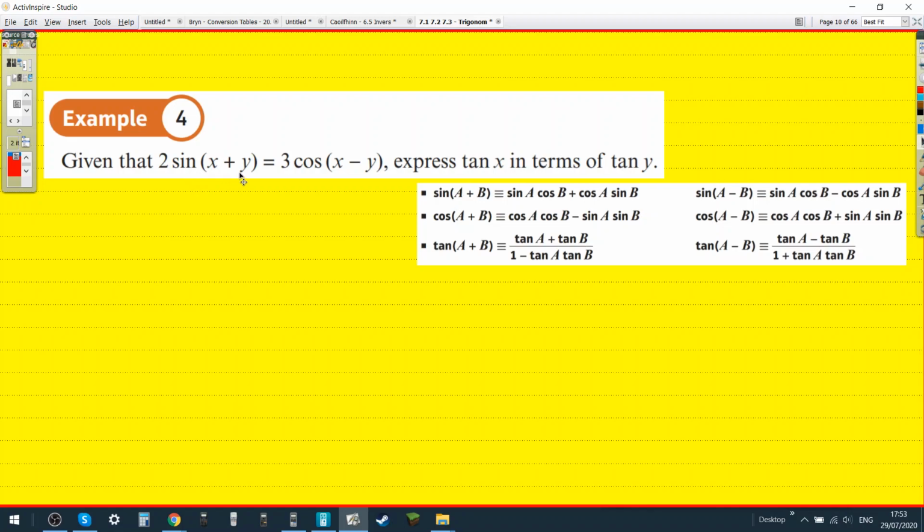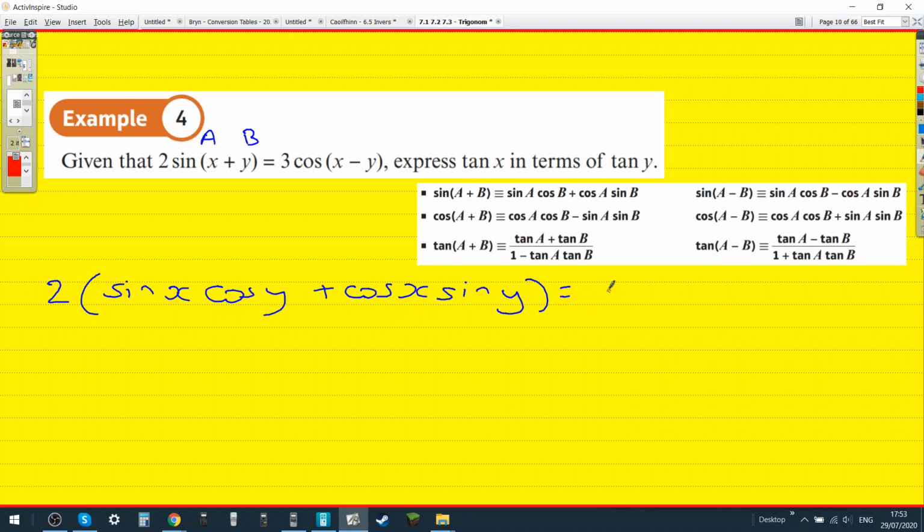What is sine x plus y the same as? Sine x cos y plus cos x sine y. Yep, and it's that whole thing times 2. So I'll just do 2 and then that. Okay, how about the second one? 3, so cos x minus y, so cos x cos y plus sine x sine y. Yep, what's next?